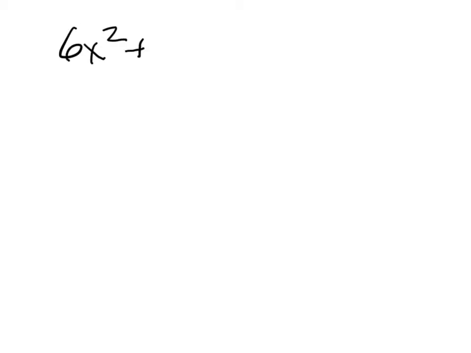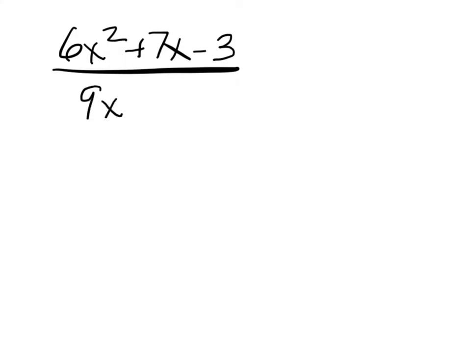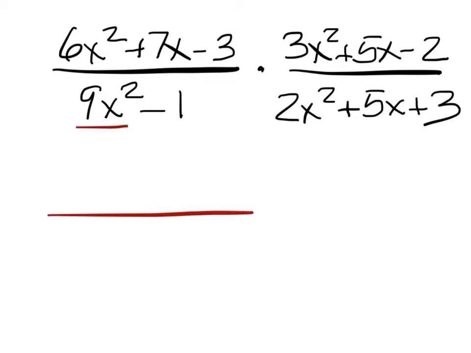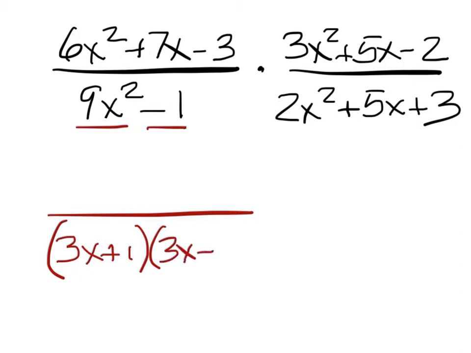6x squared plus 7x minus 3 over 9x squared minus 1 times 3x squared plus 5x minus 2 over 2x squared plus 5x plus 3. The easiest thing in here is the 9x squared minus 1. That's a difference of two squares. So 3x plus 1, 3x minus 1.